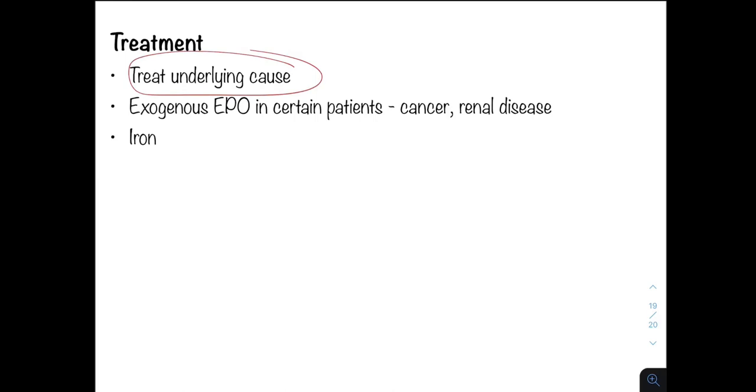Again, remember, iron is available in the body, but it is not accessible, so treating the underlying condition should treat the anemia. Now, in certain patients, you could use exogenous EPO, erythropoietin. Remember, hepcidin also decreases erythropoietin production, so giving exogenous erythropoietin may relieve some of the symptoms of the anemia in certain patients, including patients with cancer and renal disease. And in some patients, you might consider giving supplementary iron. Finally, I just wanted to mention that many patients with anemia of chronic disease also have a true iron deficiency anemia, so the two can coexist.